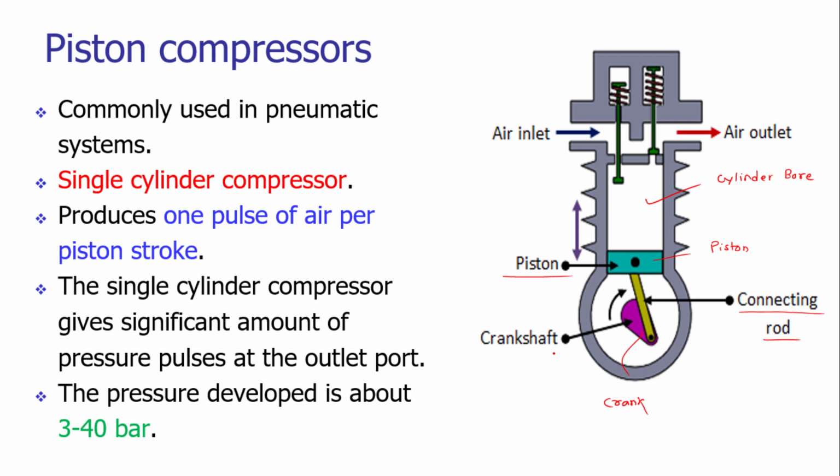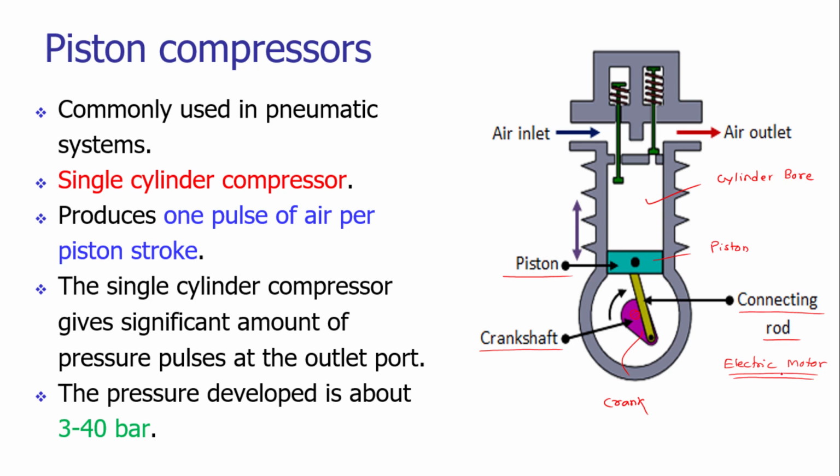The crank is connected to the crankshaft, which is mounted on and supported by the bearings. That shaft is driven by the electric motor. So we need to have an electric motor here as well, which is the prime mover for the piston type of compressors.